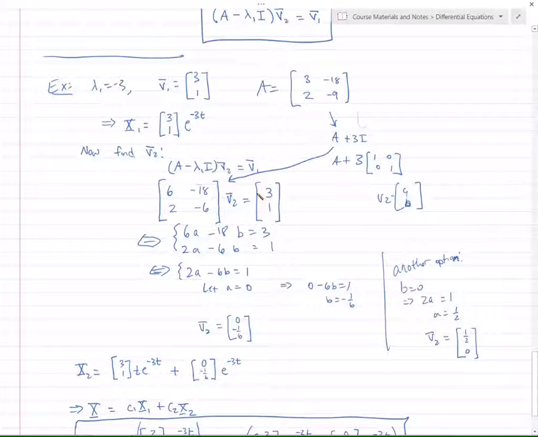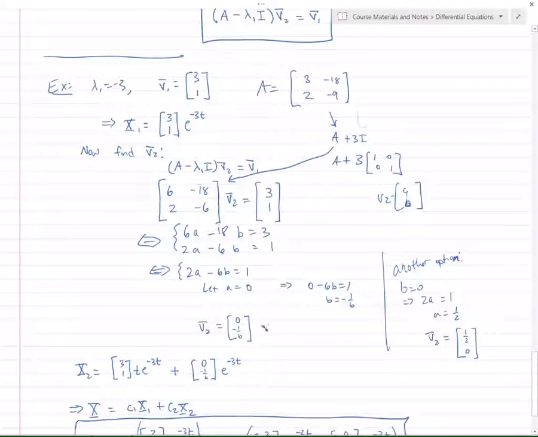There's going to be infinitely many, and they're infinitely many because A minus lambda I has a determinant of 0. It has a determinant of 0 because that's how we found lambda in the first place: we set the determinant of A minus lambda I equal to 0 and solve for lambda. When the determinant is 0, that means there are infinitely many solutions, or there's no solution. In this case, there will be a solution to this equation.